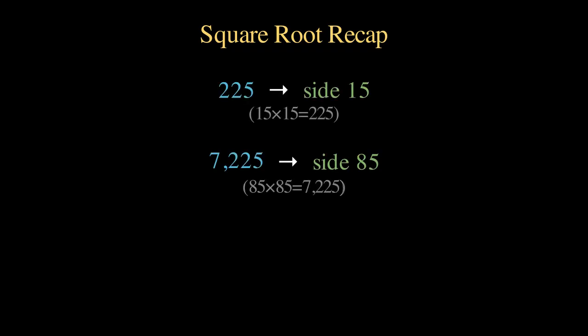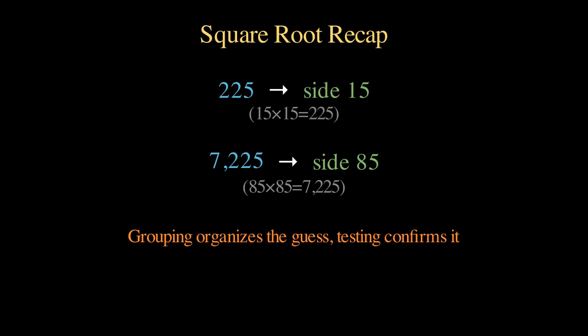So a square root is just the number that, multiplied by itself, rebuilds the original area, and we found it by testing nearby whole numbers, using digit pairing only to organize the search, not to guess the final answer outright.